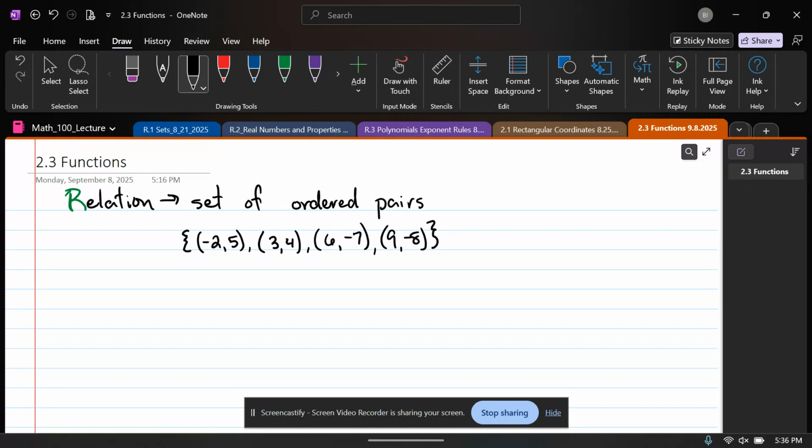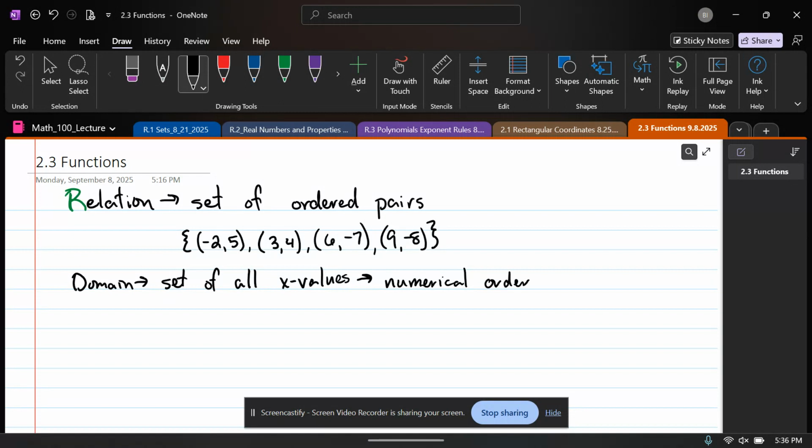A relation has a domain. It has a range. Okay. So another vocabulary word, domain. That is the set of all x values. And then we want to go numerical order. That's what I prefer.